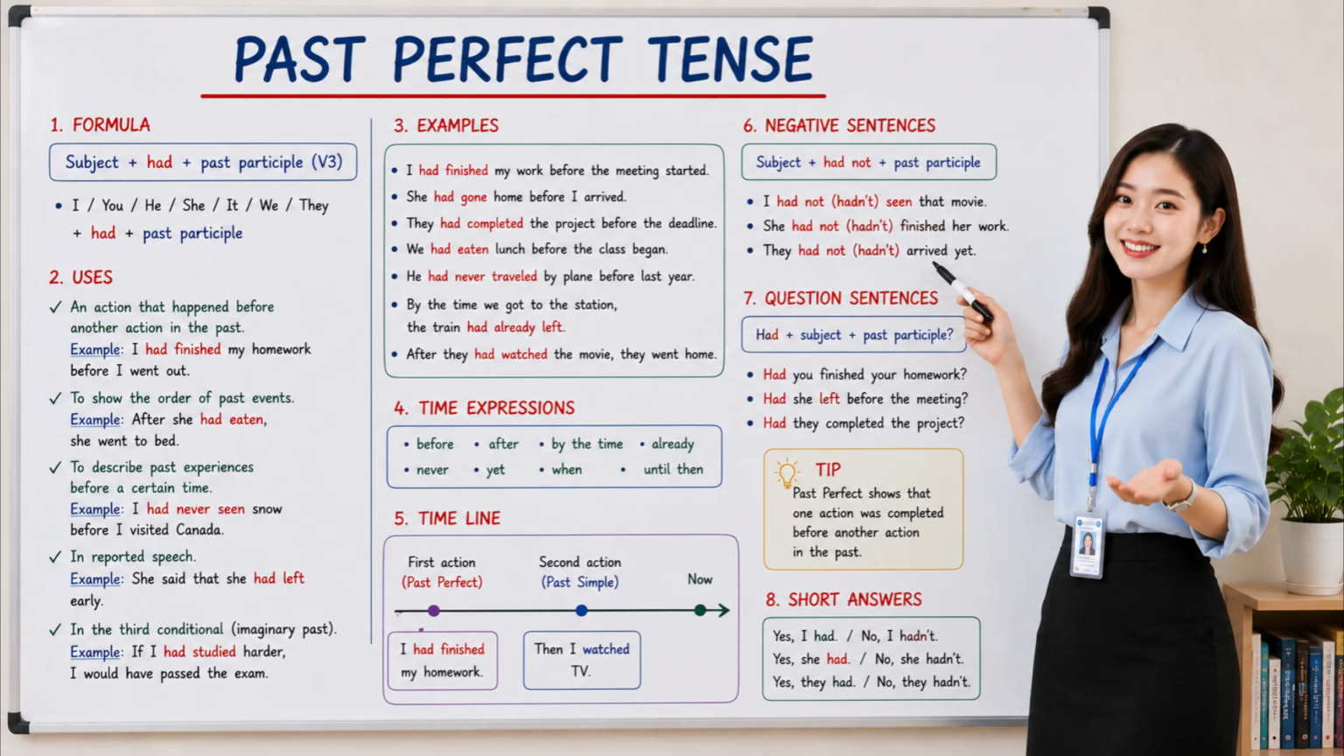Contraction. Hadn't equals had not. Examples. I hadn't finished my work. She hadn't called me. They hadn't arrived on time.